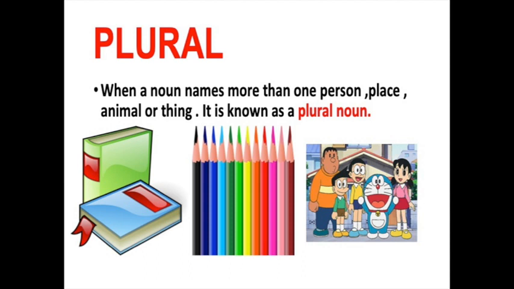1, 2, 3, 4, 5, 6, 7, 8, 9, 10, 11, 12. So total 12 pencils are there, color pencils. Then there is one picture, but in this picture we have how many children do we have? 1, 2, 3, 4, 5. Five, including Doraemon. Okay. If we will not include Doraemon, then we have four children.